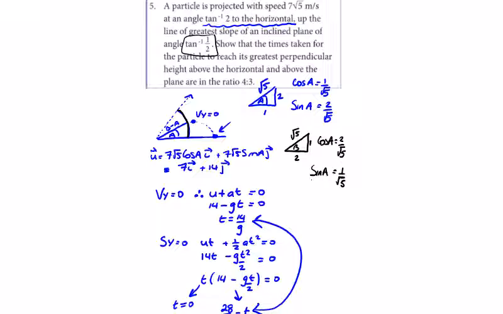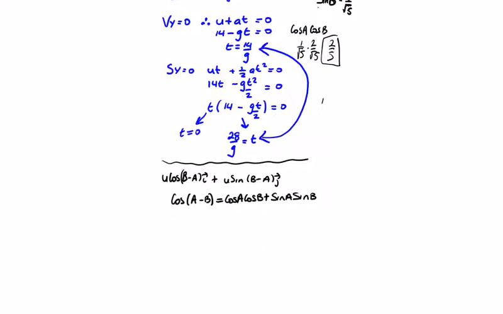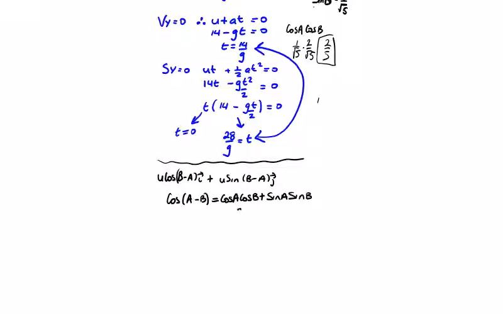So cos a cos b, sorry, they should be b's. Cos a cos b is going to be 1/√5 by 2/√5, which is 2/5, as is sine a sine b. They're going to be the same, so we're just going to get 2/5 for both of these. So cos (a minus b) is cos a cos b, 2/5, plus sine a sine b, 2/5. That's equal to 4 over 5.